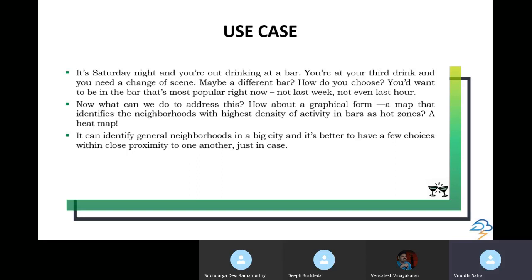You would like to have a map of your city that identifies the hot zones, that is the neighborhoods where the highest density of activity is going on in bars. We can do this with the help of a heat map. And the good thing is that it will identify general neighborhoods, which is better than individual bars, so that you have the options in close proximity to each other in case you want to switch again.